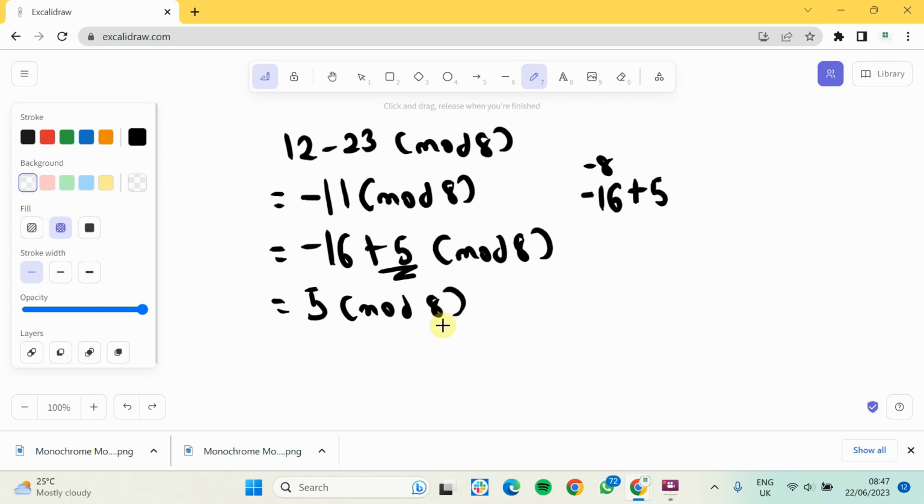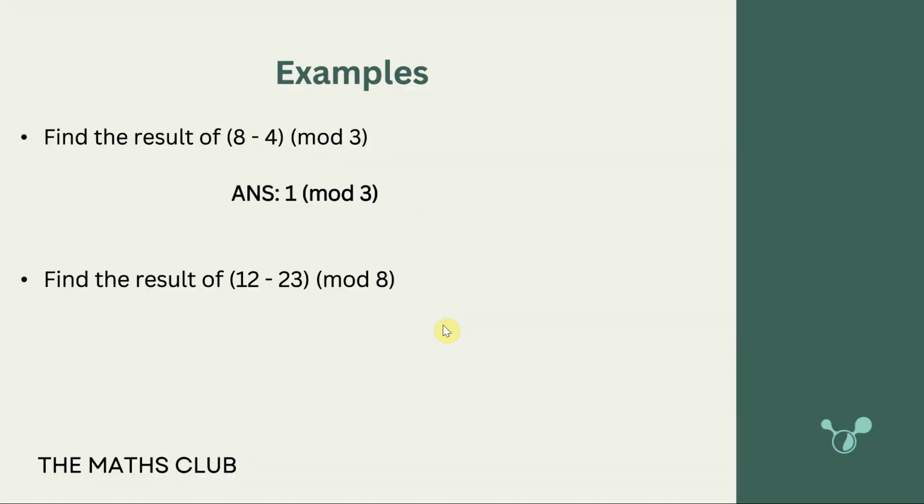That's all. This is just a run through of all the things that we've been doing. Let's see if our answer is correct. 5 mod 8. Yeah. So if you got it, well done.